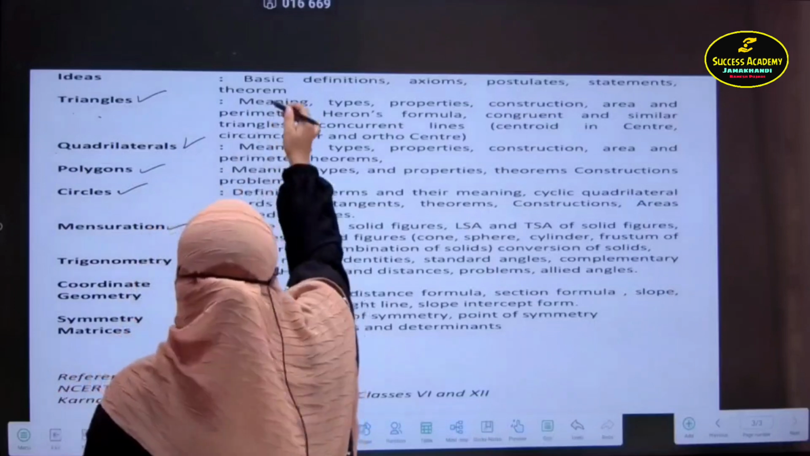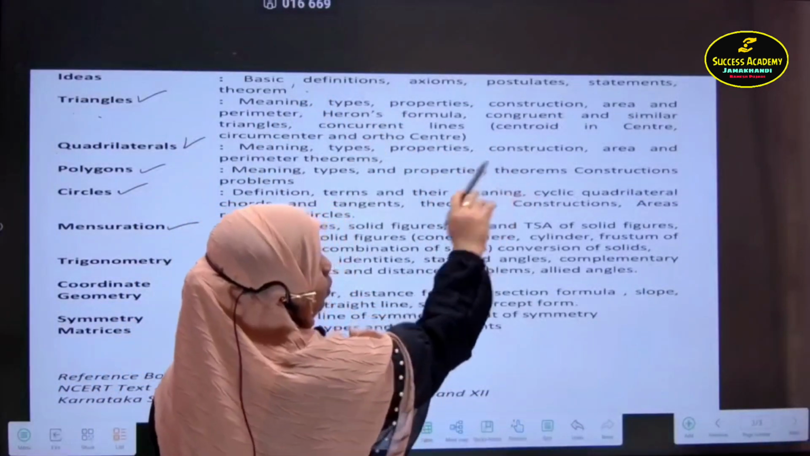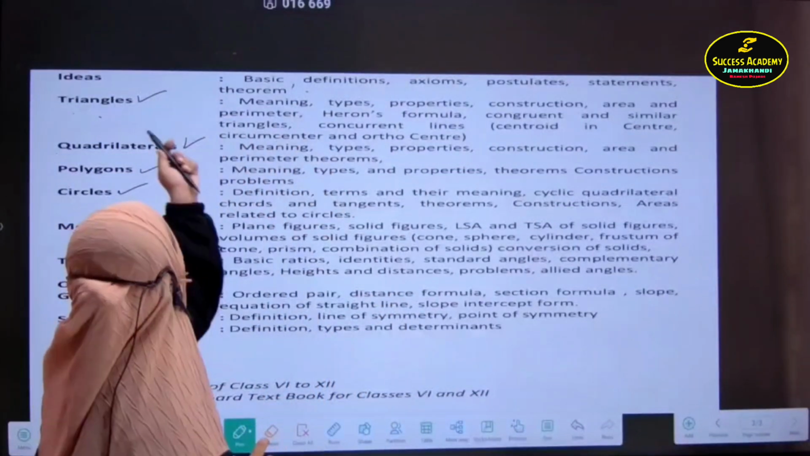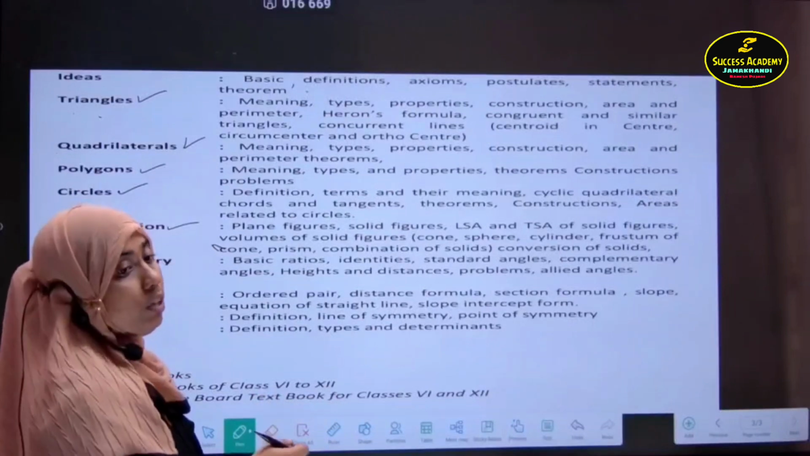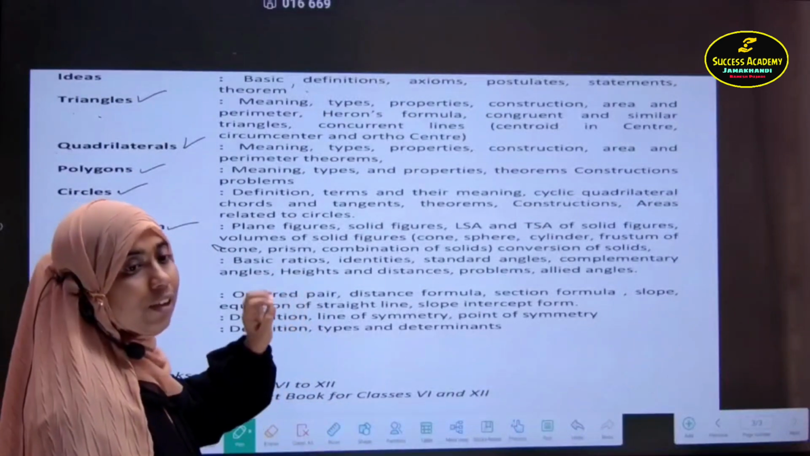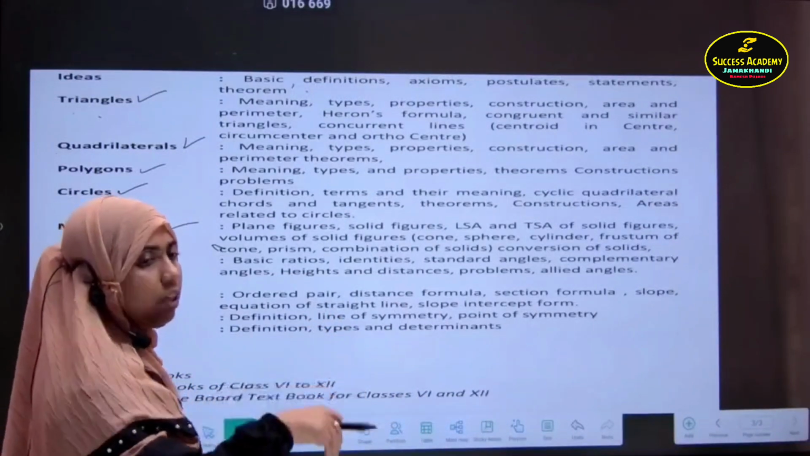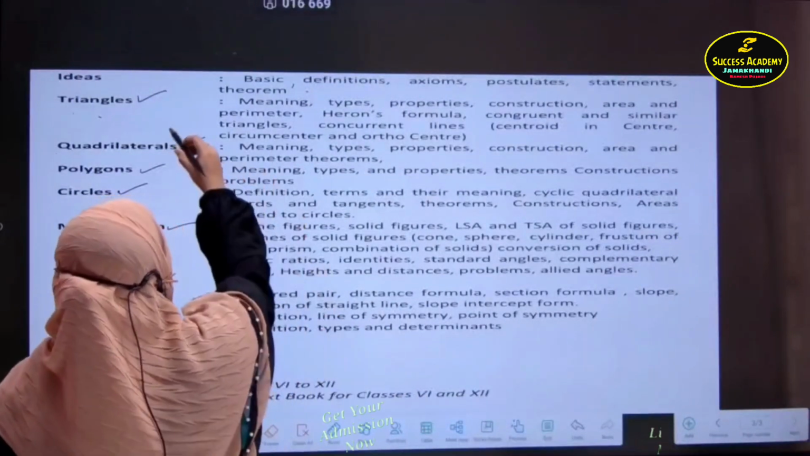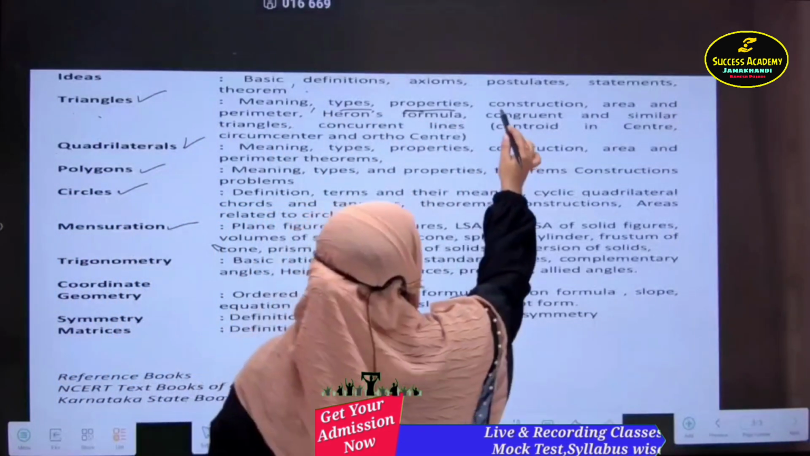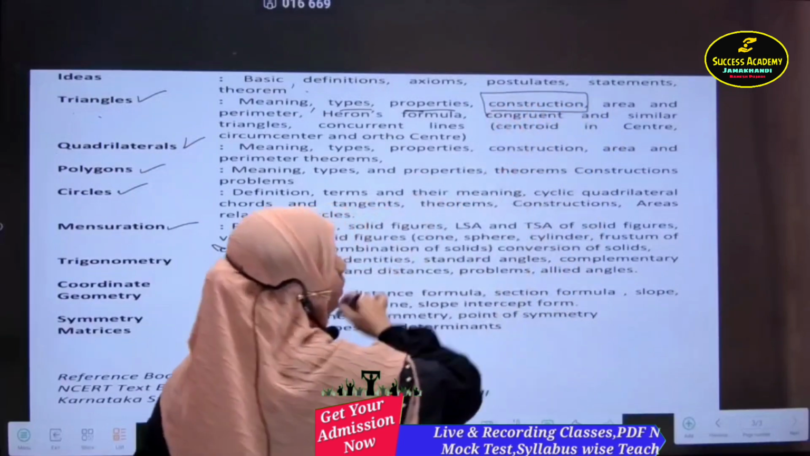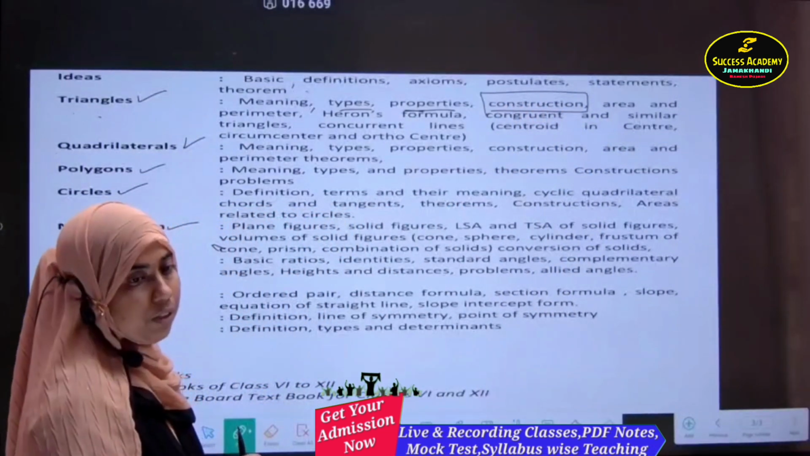In triangle, in the basic ideas, what we need: basic definition, axioms, postulates, statement, theorem. And in triangle, in my last video I have shown one special type of triangle. What was that? Isosceles triangle. So like that, we are having many special types of triangles with their special properties. Here we have to learn about meaning, types, properties, construction. Construction is very important because one 3-mark construction will come for 3 marks in the GPSTR paper.